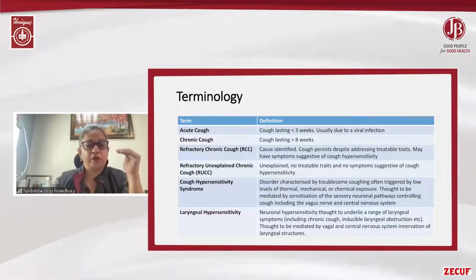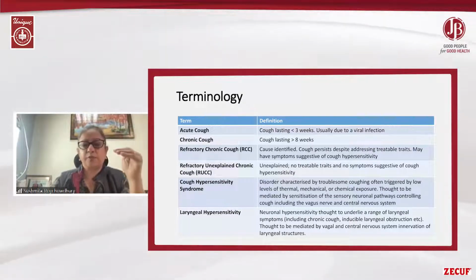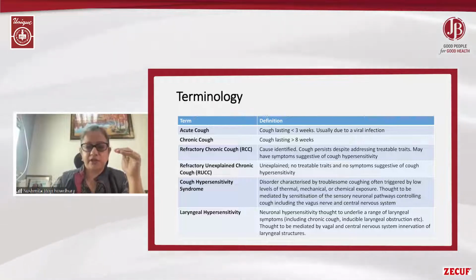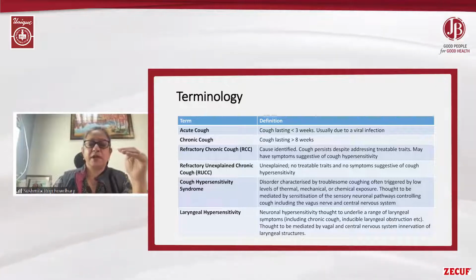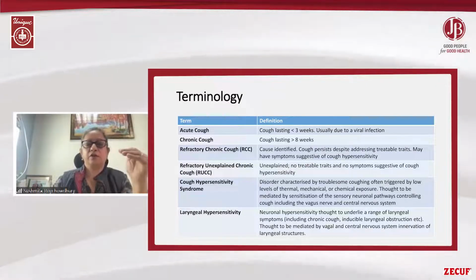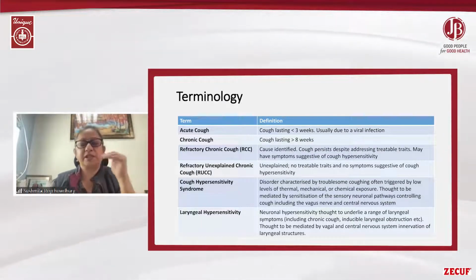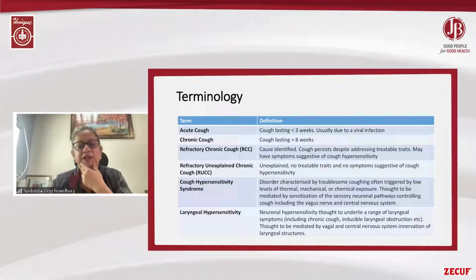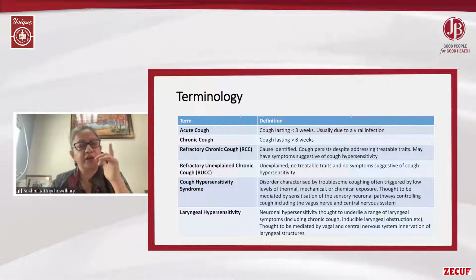Now, refractory cough. When do you call it refractory? Where a cause of the cough has been identified and it has been addressed appropriately with treatable traits, but the symptom may persist, the cough may persist despite treating the cause of the cough. That is called a refractory cough. What about refractory unexplained cough? For example, somebody has upper airway cough syndrome. You've treated that, but the cough persists. You call it refractory cough.